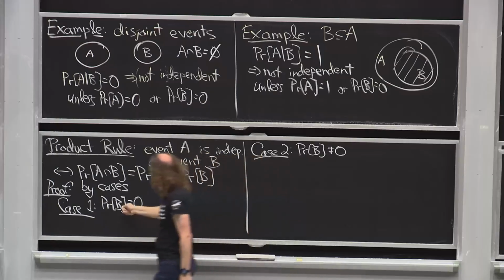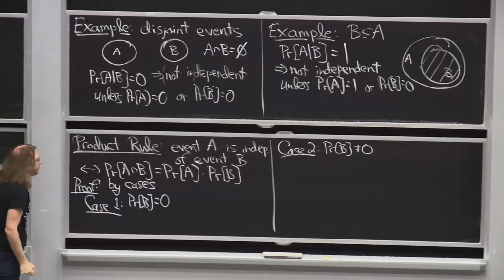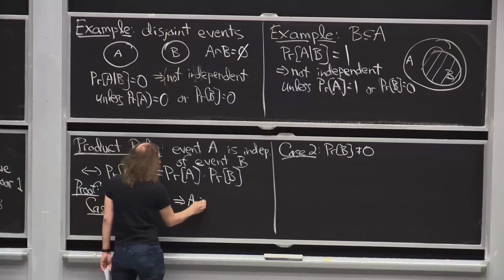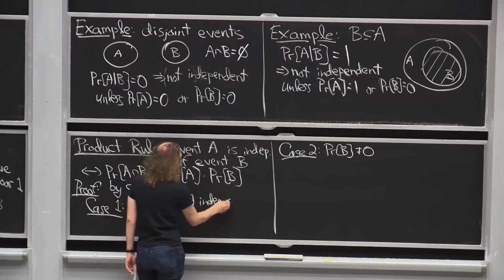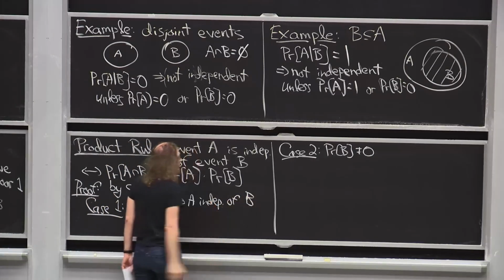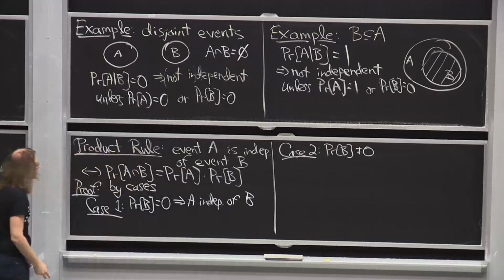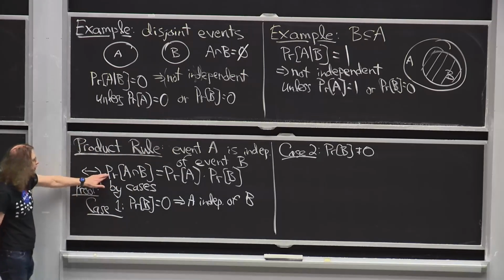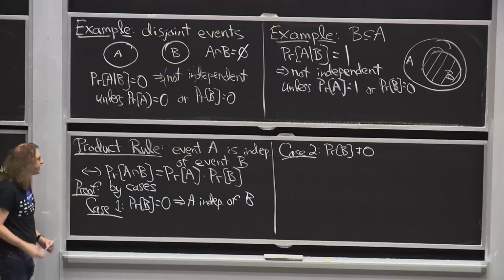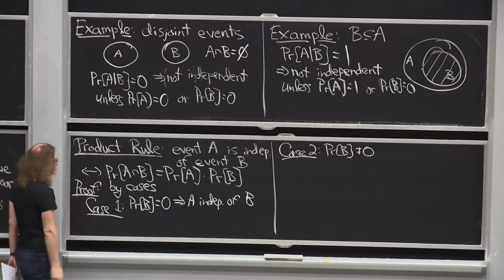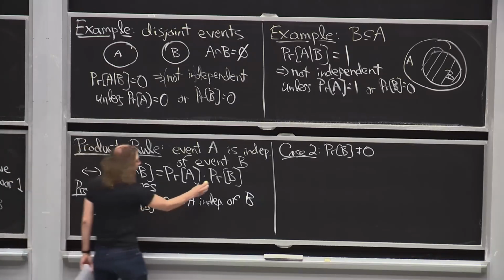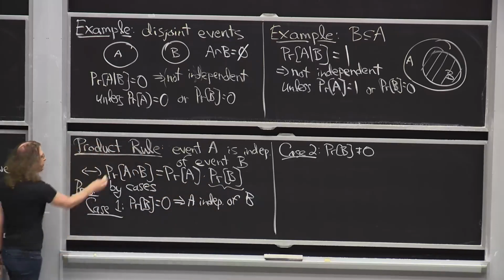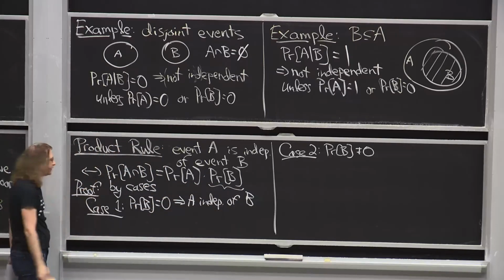OK, so when probability of B equals 0, we know that A is independent of B. That's part of the definition. So now, this part is true. For this if and only if to be true, we better make sure that probability of A intersect B is equal to that product. But this number is 0, so this product is 0. So what we really want is that the probability of A intersect B is 0.